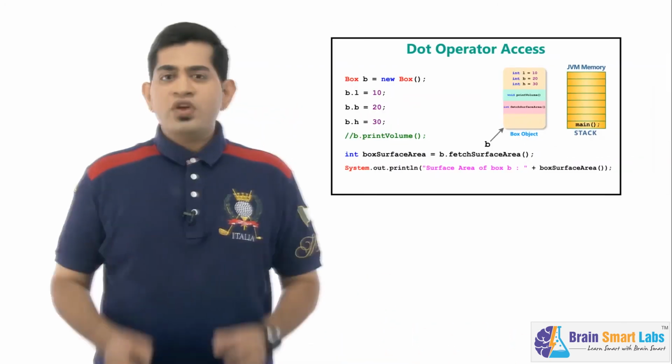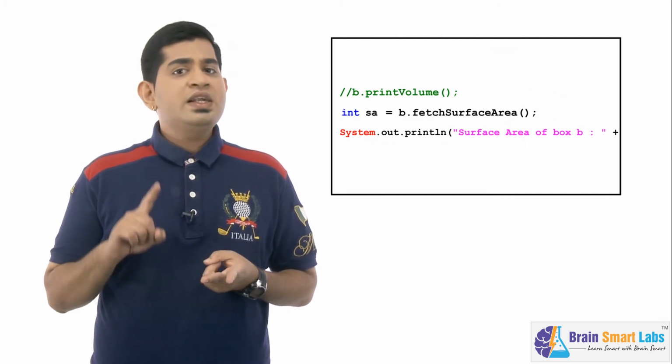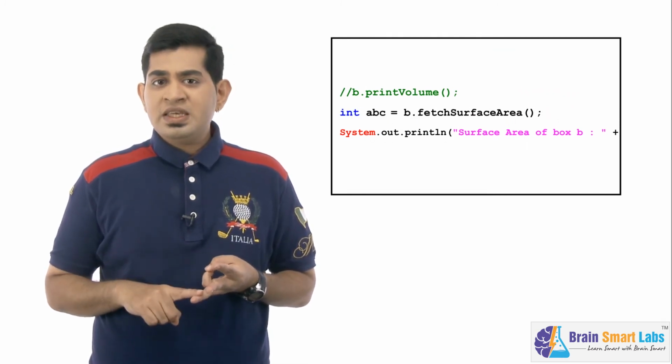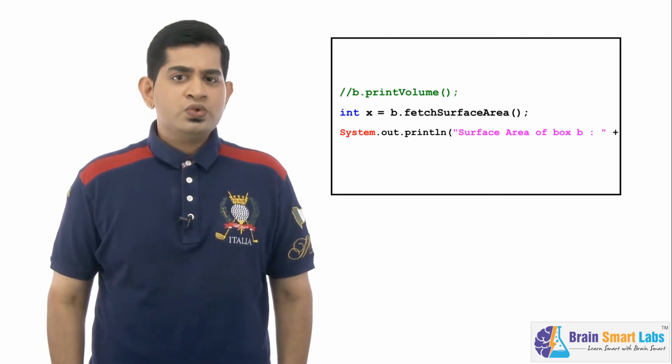Guru, should our result variable be named only as int boxSurfaceArea, or it can be named anything else? Who told it should be of same name? You can literally name your variable anything you want. Oh, really? For example, your result variable can be named as int SA, int BSA, int ABC, int X, or any name given by you for you to choose. Your program will definitely run successfully and you will get the result.